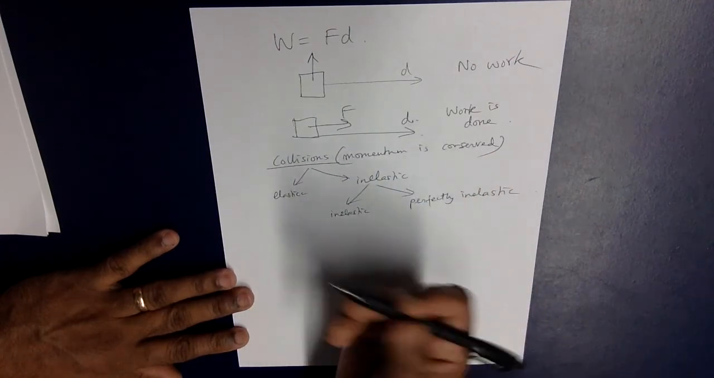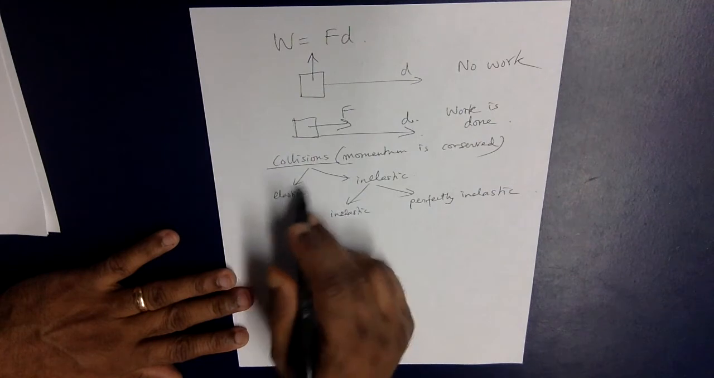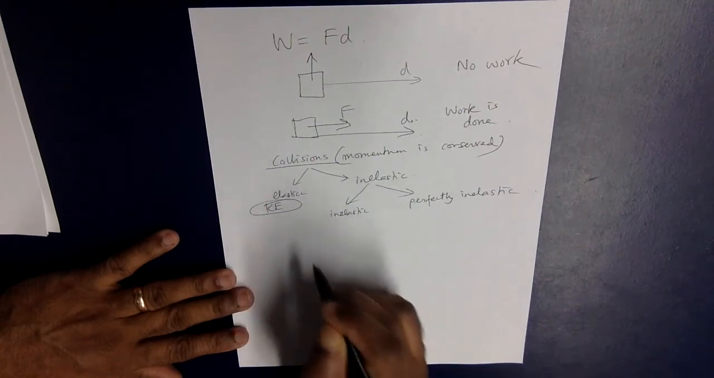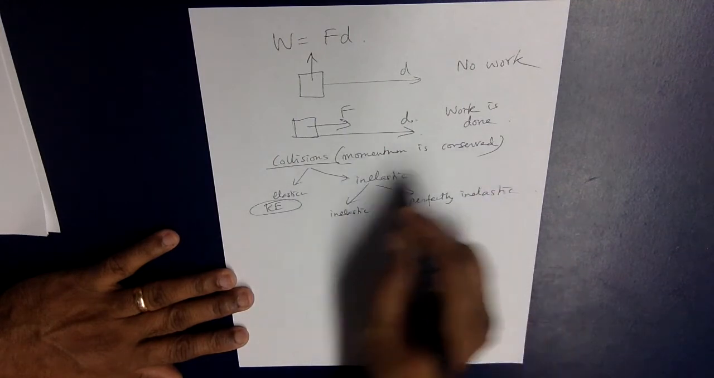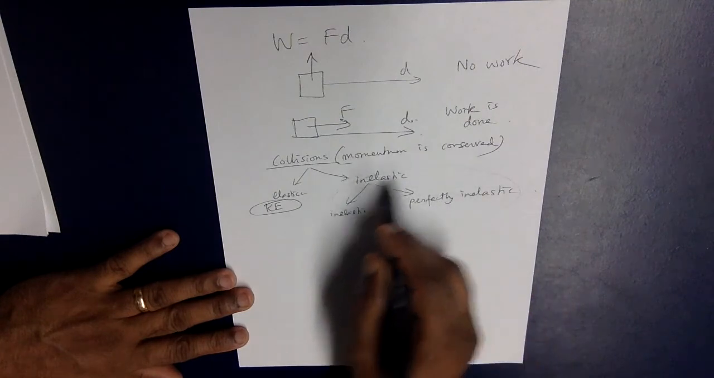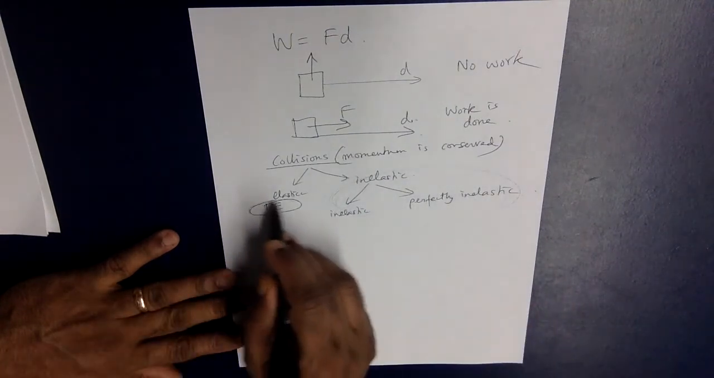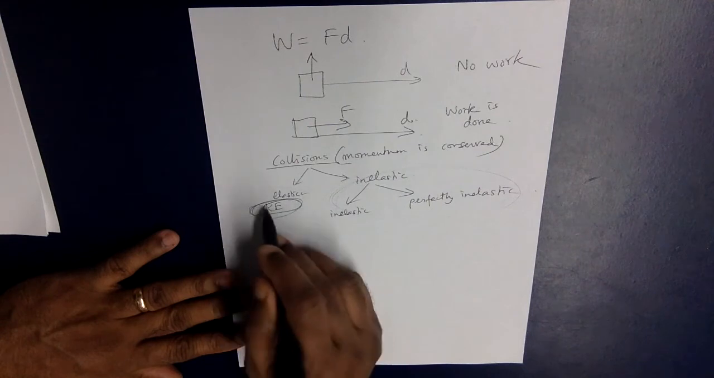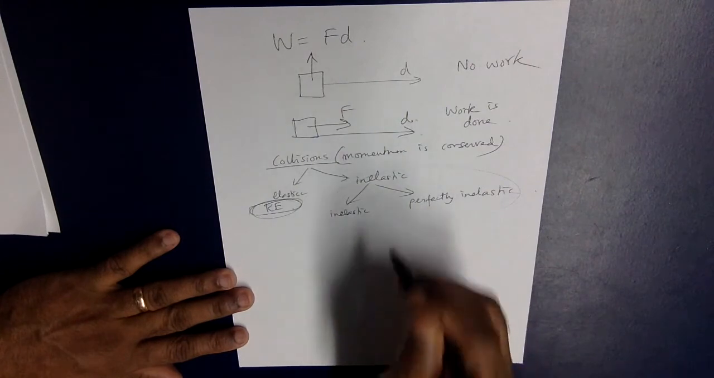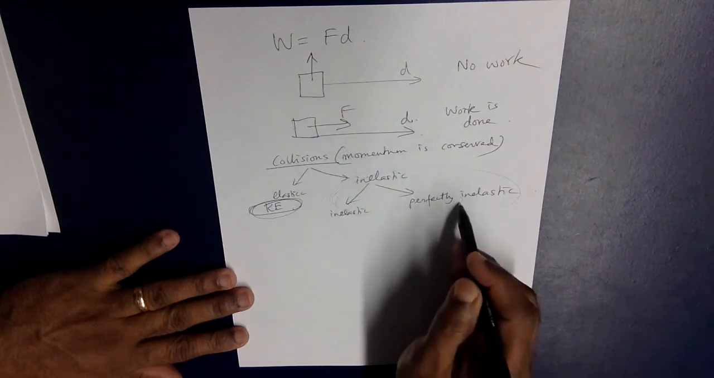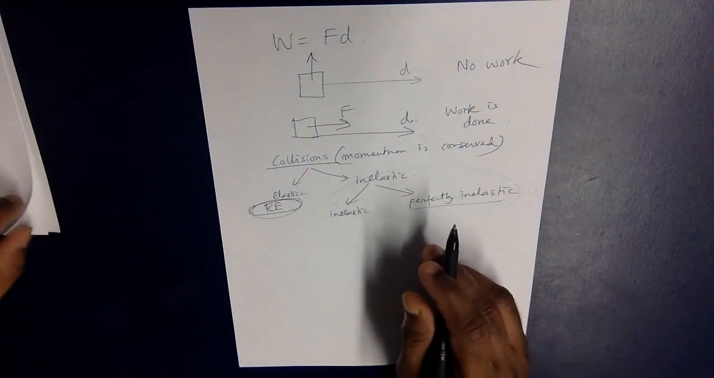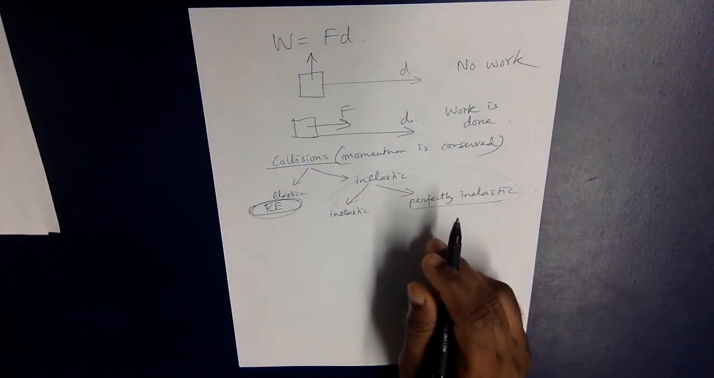But the kinetic energy is conserved in which of the collisions? Only in elastic collisions is kinetic energy conserved. In the others, kinetic energy is not conserved. That means there is a loss of kinetic energy when collisions are of this type. In elastic collisions, kinetic energy is the same before and after the collision. In inelastic collisions, the kinetic energy after the collision will be smaller than the kinetic energy before the collision. And perfectly inelastic means they're sticking together after the impact. So you should be aware of that.